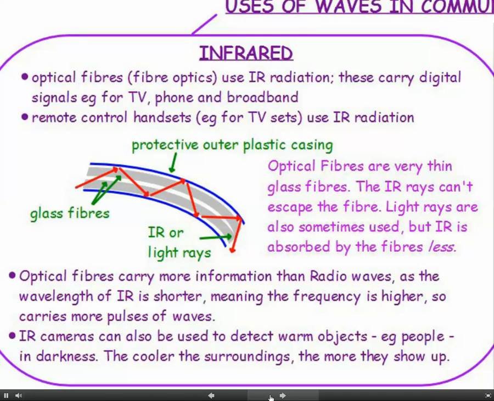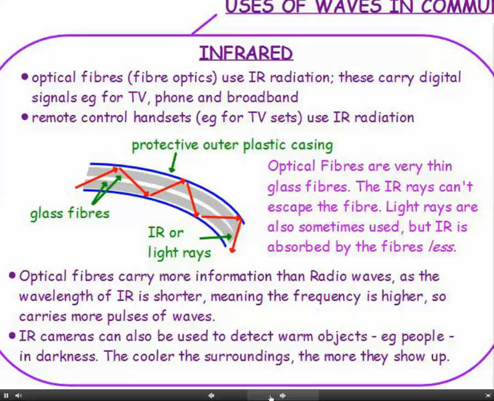Infrared rays. Now, we use infrared radiation in optical fibres or fibre optics. These carry digital signals, for example for our TV, phone and broadband. We also use infrared radiation in remote control handsets, so for example your remote control for your TV at home.